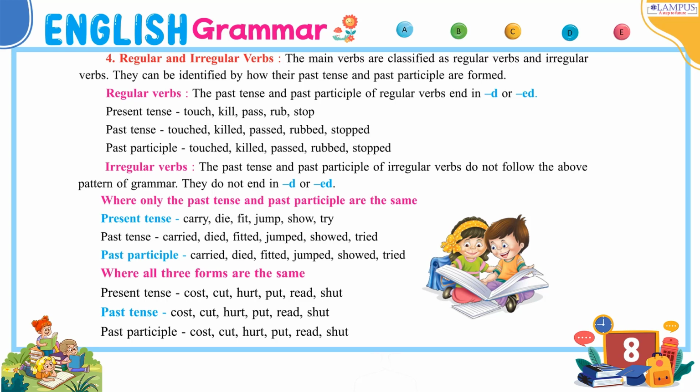Present tense: touch, kill, pass, rub, stop. Past tense: touched, killed, passed, rubbed, stopped. Past participle: touched, killed, passed, rubbed, stopped. Irregular verbs. The past tense and past participle of irregular verbs do not follow the above pattern of grammar. They do not end in d or ed, where only the past tense and past participle are the same. Present tense: carry, die, fit, jump, show, try.